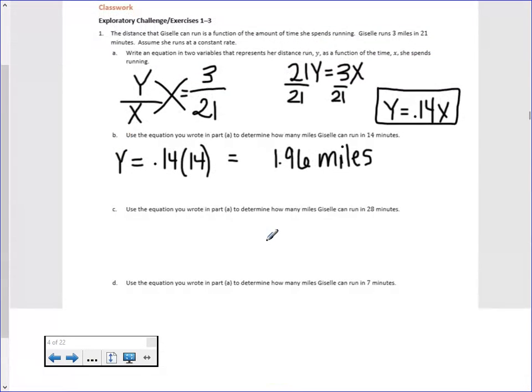Use the equation you wrote in part A to determine how many miles she could run in 28 minutes. You're going to take 0.14 times 28.